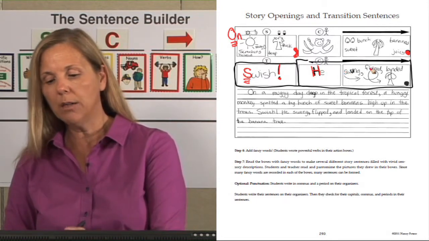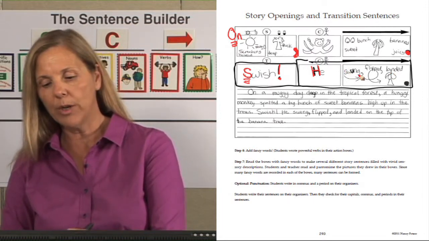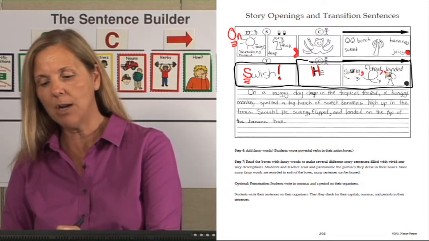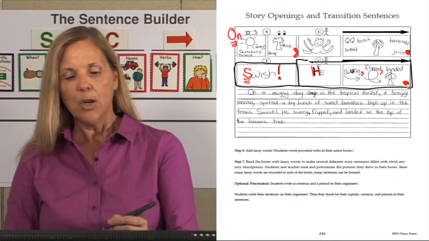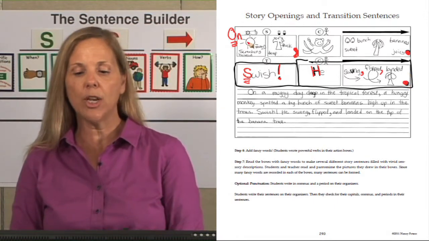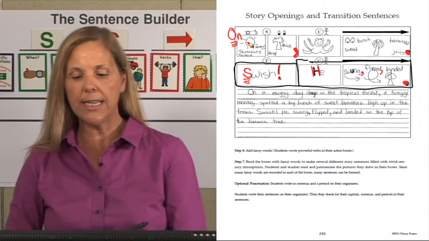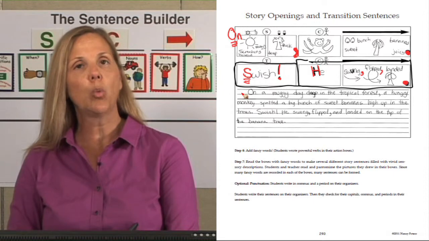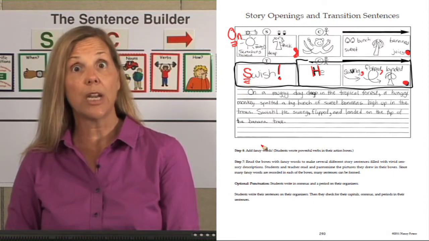He swung, flipped, then landed in a tree. So we're going to have swung, comma, flipped, comma, then landed in a tree, period. We have all of our punctuation. We've added our describing words. We orally rehearse this. Then the students will write out the 2 sentences, and in this case, actually 3.